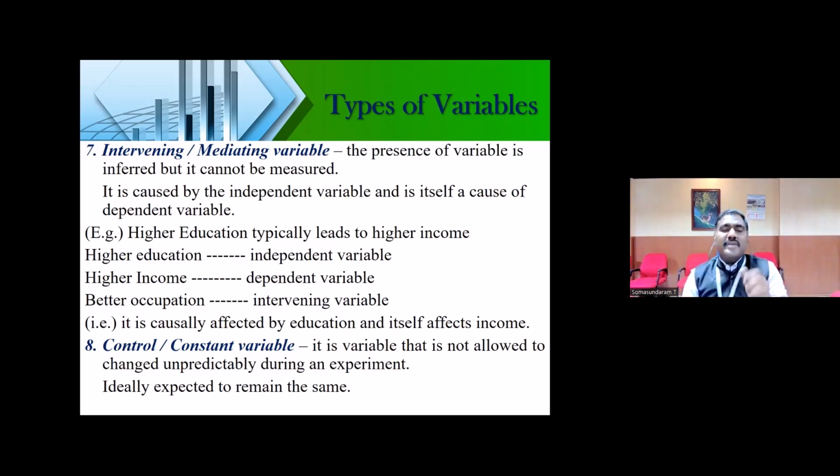So what is called a mediating variable? See the example, through which you can understand. I have one variable called higher education, and I have another variable called income. If I am educated, I can get a good job and earn income. But there is a variation in the income.